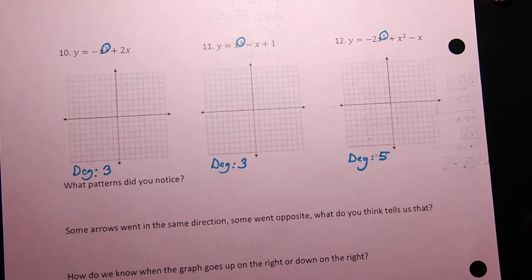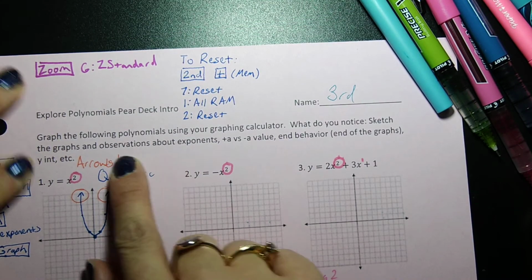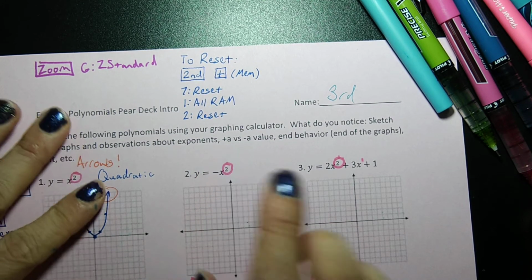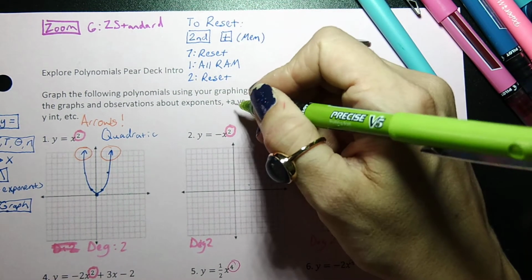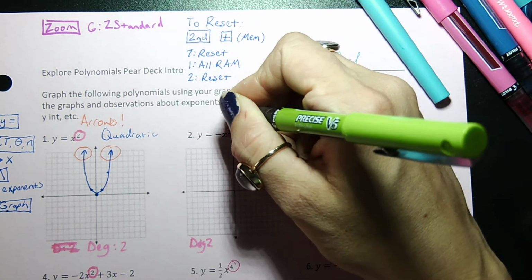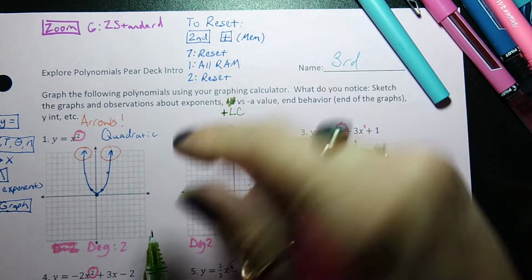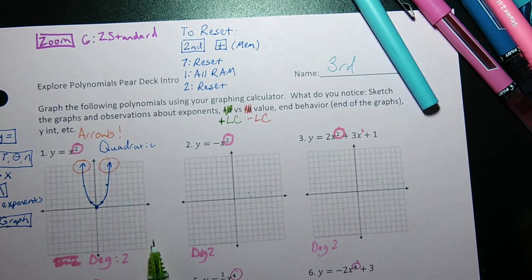So folks, let's go ahead and go back to our pink sheet and flip to the front side. So we have identified the degree. So observations about the exponents. Next it says positive a value versus negative a value. So the a value, actually let's change that. I want you to put positive LC and negative LC. Positive LC and negative LC.